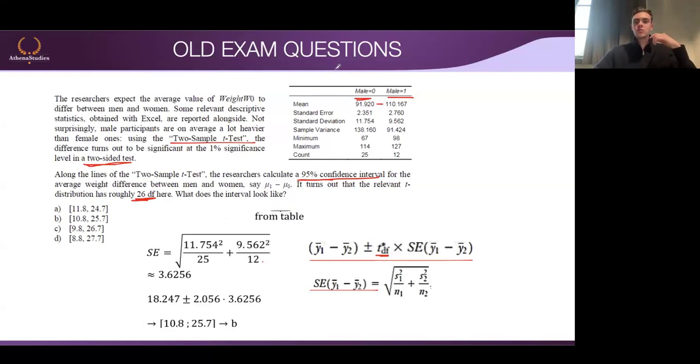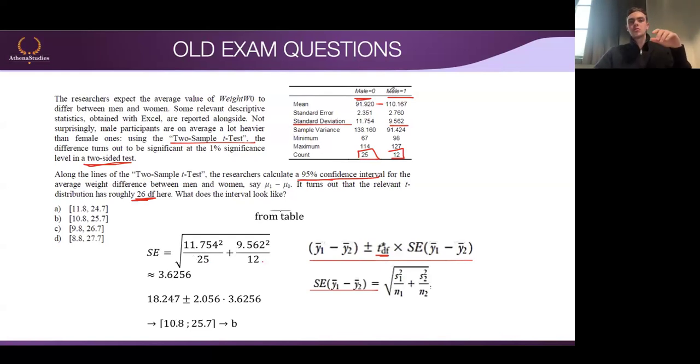So the standard error, we just plug in the numbers. So 11.754 standard deviation, remember, very important, squared divided by the count, so number of observations here, 25, plus 9.562 squared divided by 12, so number of observations of the second sample. If you plug this into a calculator, you get roughly 3.6256, so more or less, roughly.